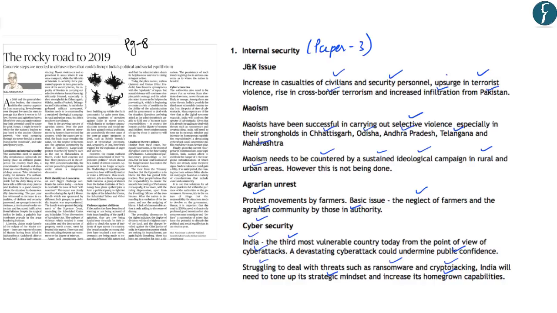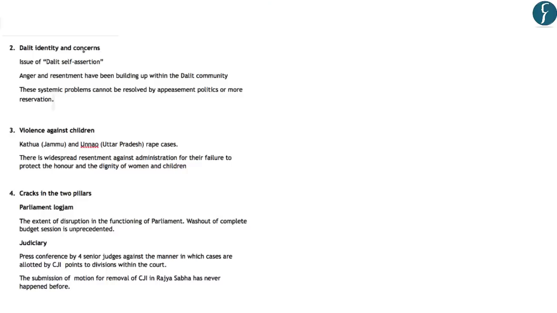So I hope you have understood all these key issues pertaining to internal security in this article. The next issue that has been discussed is Dalit identity and concerns. Here the author has talked about the issue of Dalit self-assertion.